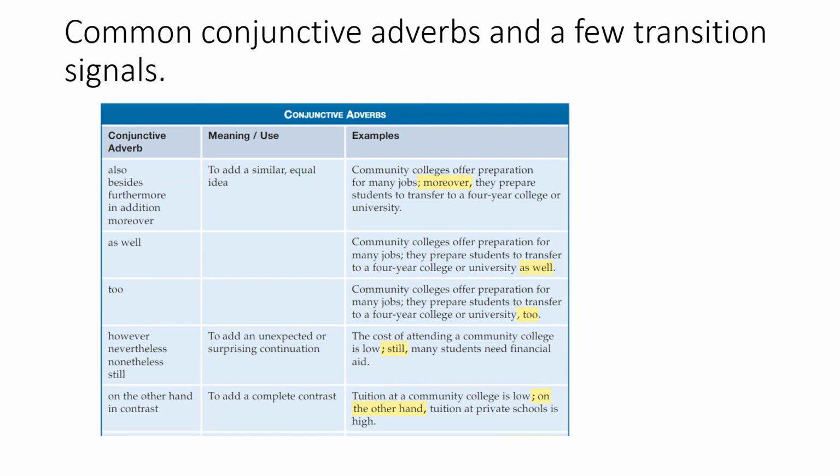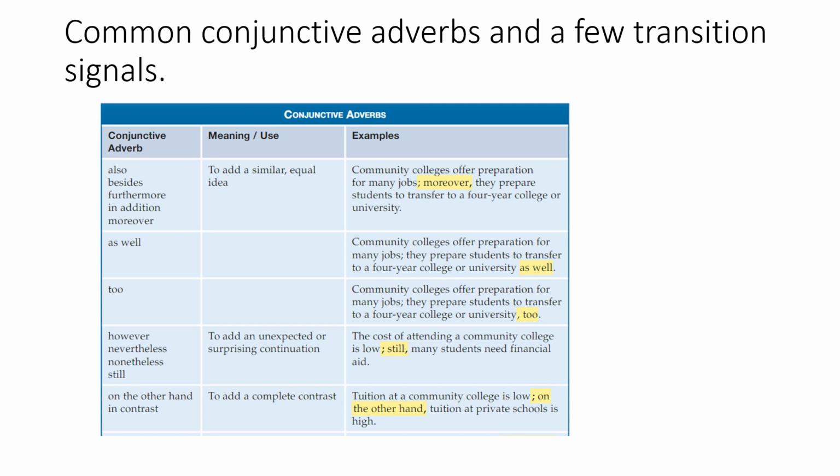And here is a list of words, conjunctive adverbs. We have also, besides, furthermore, in addition, moreover, and these are used to add similar or equal ideas. For example, community colleges offer preparation for many jobs. Moreover, they prepare students to transfer to a four-year college or university.